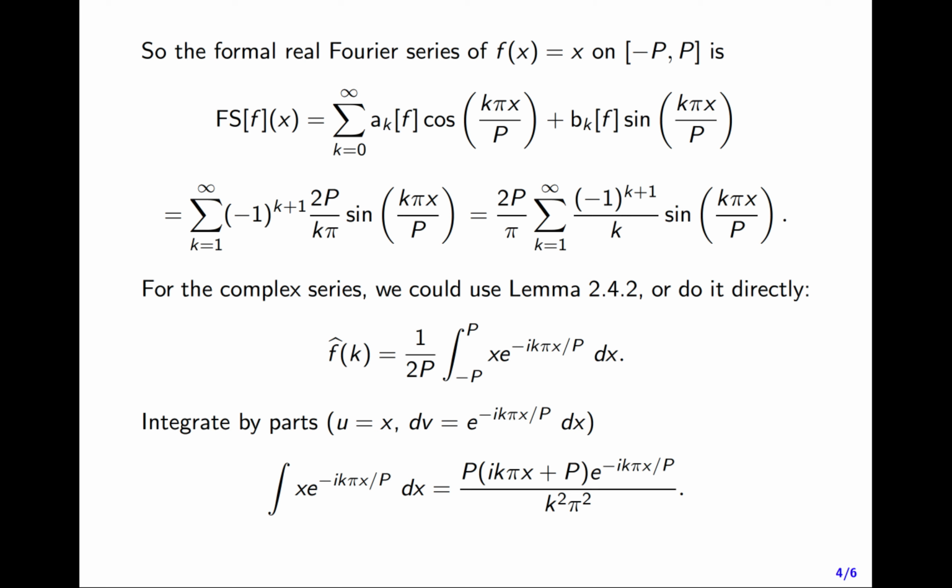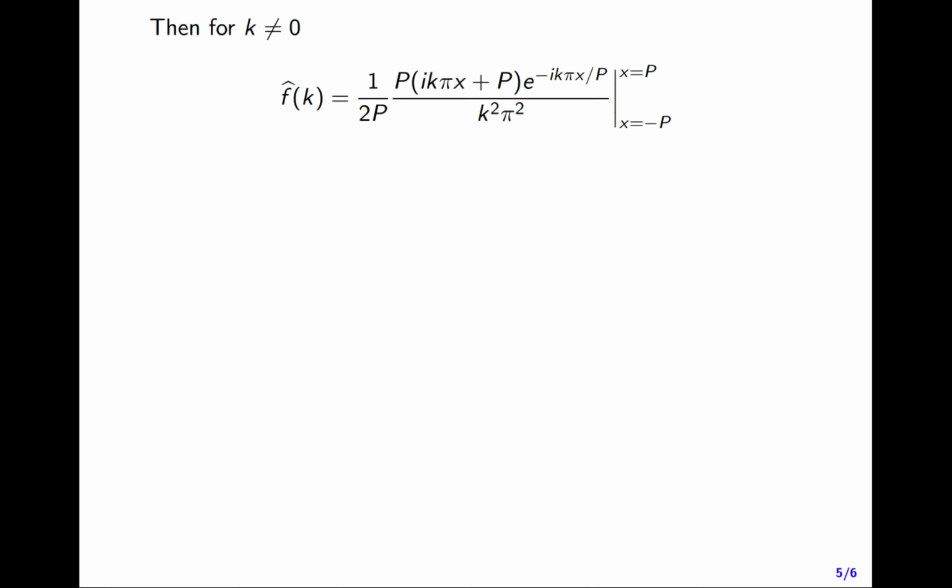So if I hadn't been paying attention, this immediately tells me that this antiderivative is only valid for k not equal to 0, because otherwise I'm dividing by 0 squared. So for k not equal to 0, we'll deal with k equal to 0 in a moment, I have f hat of k is my factor 1 over 2p times this antiderivative evaluated at x equals p, and subtract from that the antiderivative evaluated at x equals minus p.